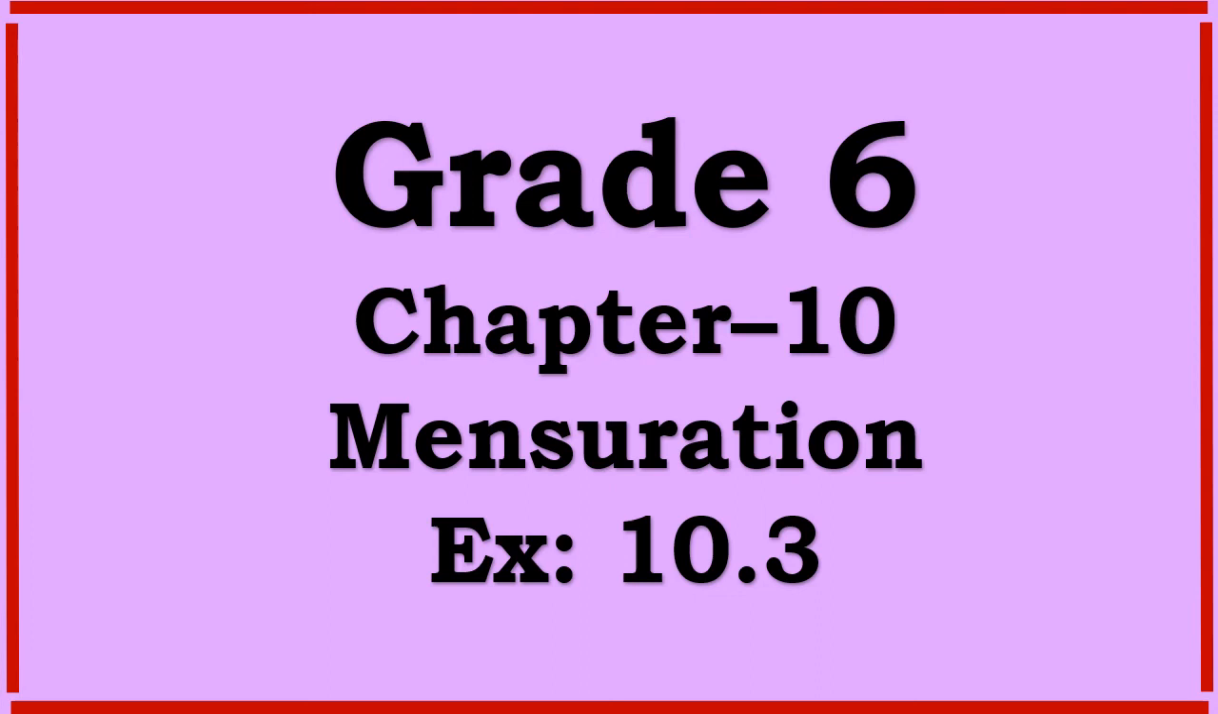Welcome to exercise 10.3 of chapter 10 mensuration. In 10.1 we discussed the perimeter based questions of square and rectangle and equilateral triangle and all related to perimeter. 10.2 is a very small exercise in which you have to find the area by counting the number of squares in the shape. That I think you can do by yourself because you already learned that in smaller classes. Now we are on to the last exercise of this chapter, that is 10.3.